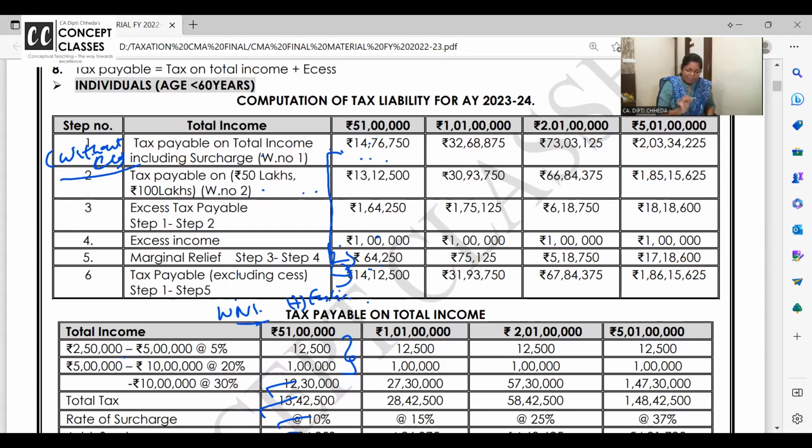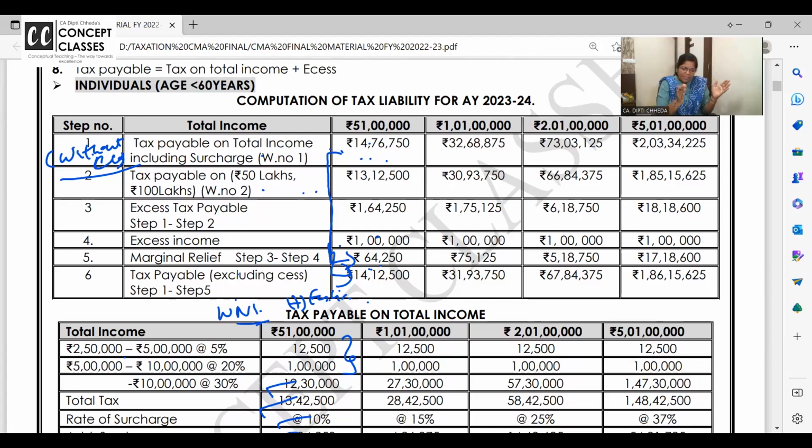That is why I made you do the working. I could have printed this without cess, because where is the parking of cess? After the rebate. And you know something very basic, if students are doing, in final it does not happen, but in inter level, in one problem they take all the gyan: the rebate, the surcharge, all.